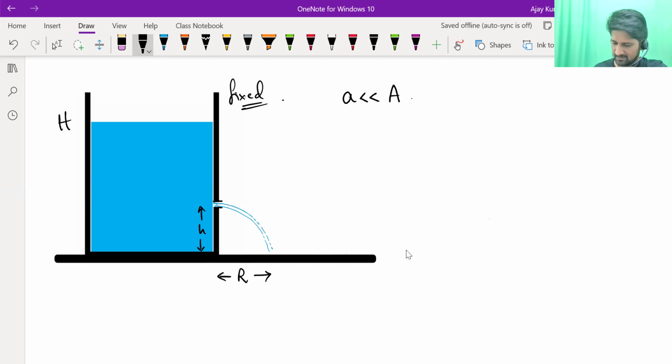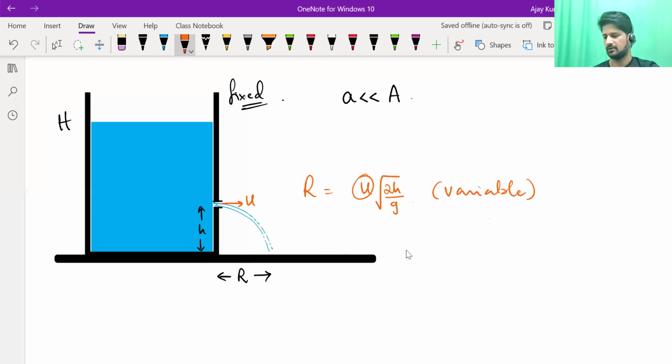So ux into root 2h by g. Correct. Here the liquid flows out of the tap horizontally. So you know that speed, then the range will be u under root 2h by g, speed multiplied with the time. And as height of liquid decreases, the speed will decrease. So the range will be a variable.